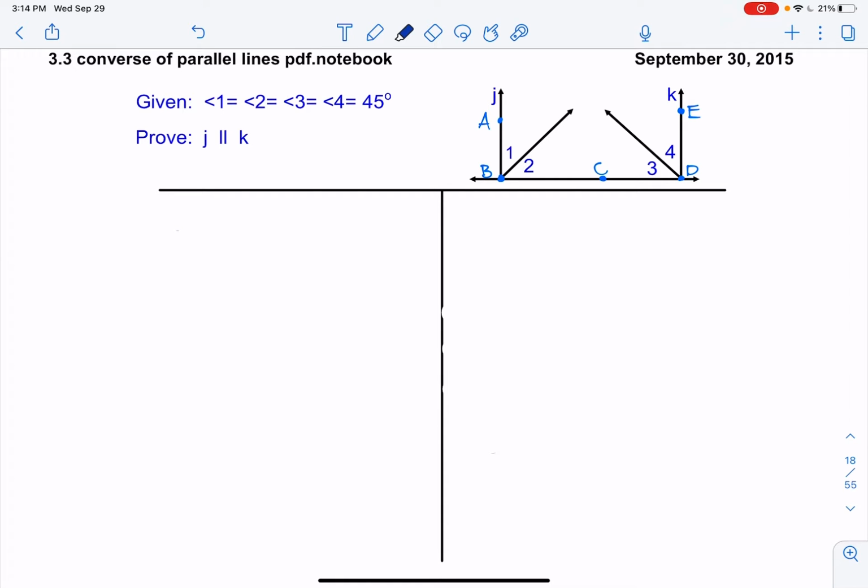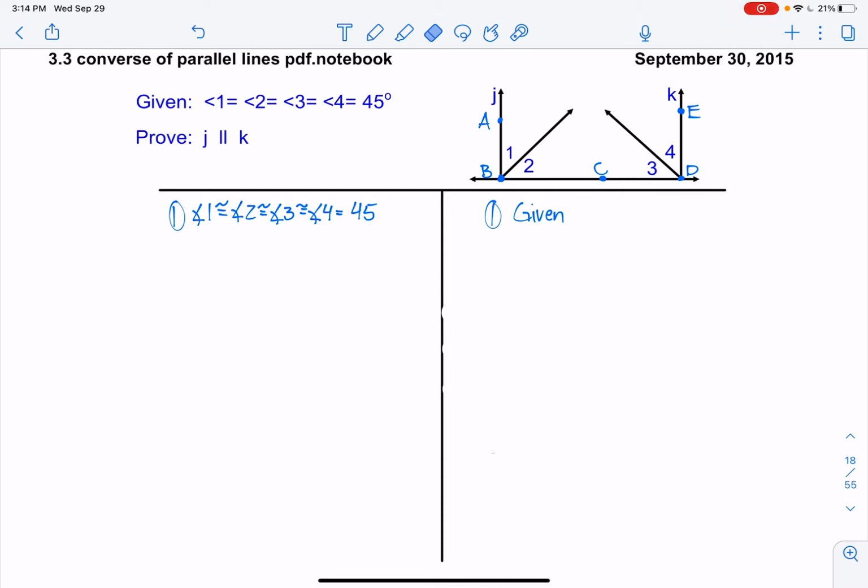So, just like with any proof, always our first step is given. Angle 1, 2, 3, and 4 are all 45 degrees. And we know that because that's given. Next step, there's no real definition or postulate other than one here. We're not given that anything's supplementary. We're not given that anything's congruent. We don't have any vertical angles, anything like that.